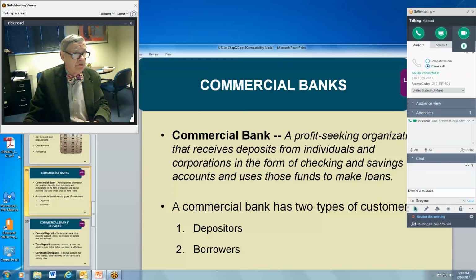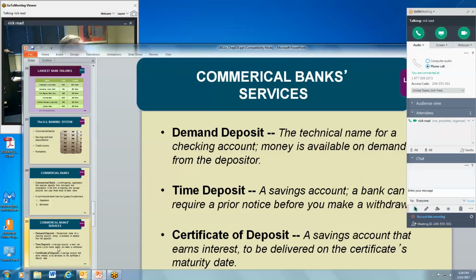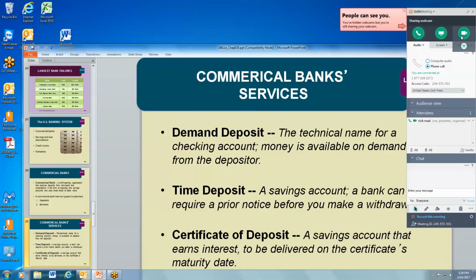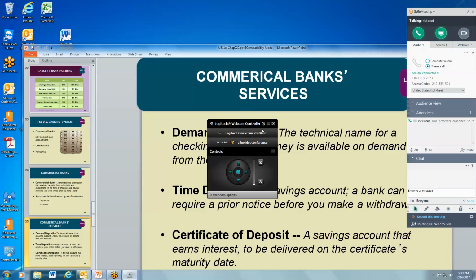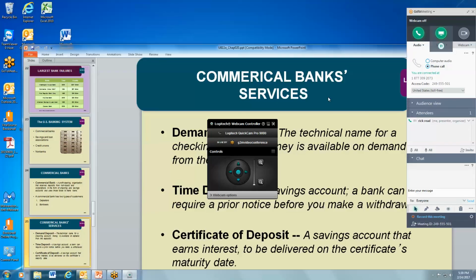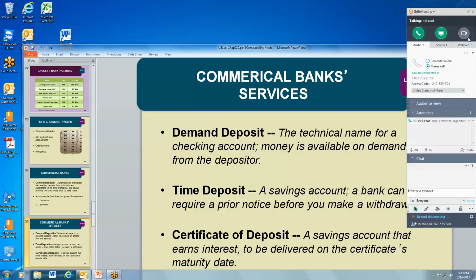Demand deposit, that's the technical name for a checking account. And what that means is you can go to the bank and say, hey, Mr. Banker, or hey, Miss Banker, I want to take all my money out of the checking account right now. And they have to give it to you.